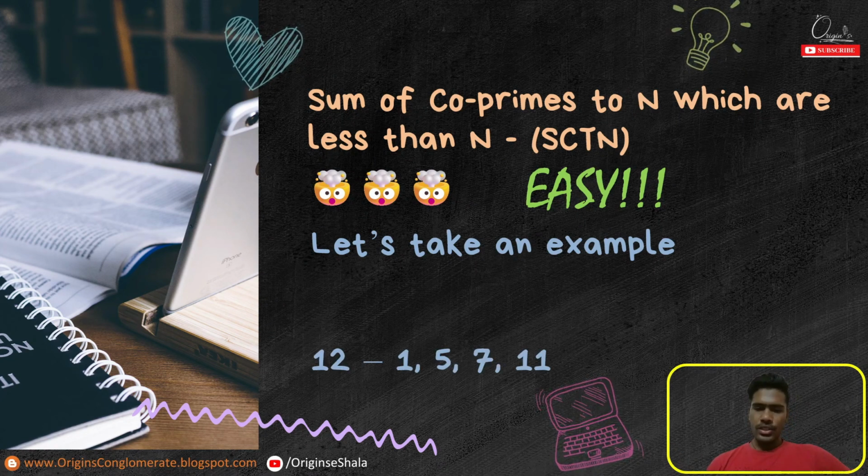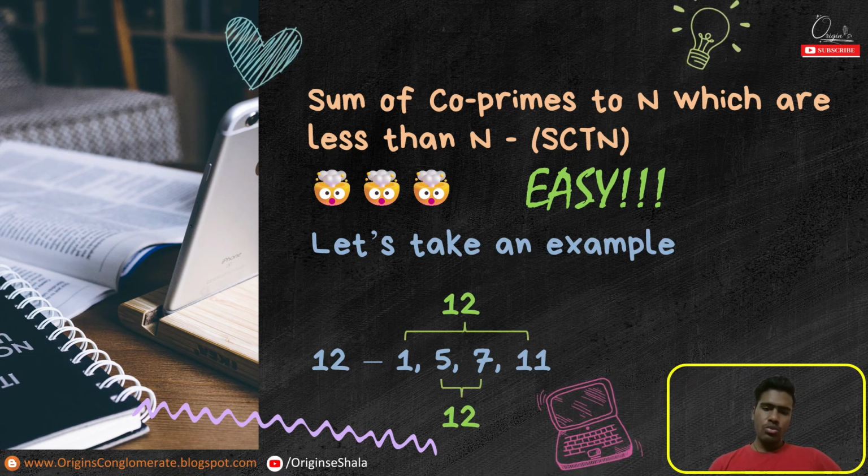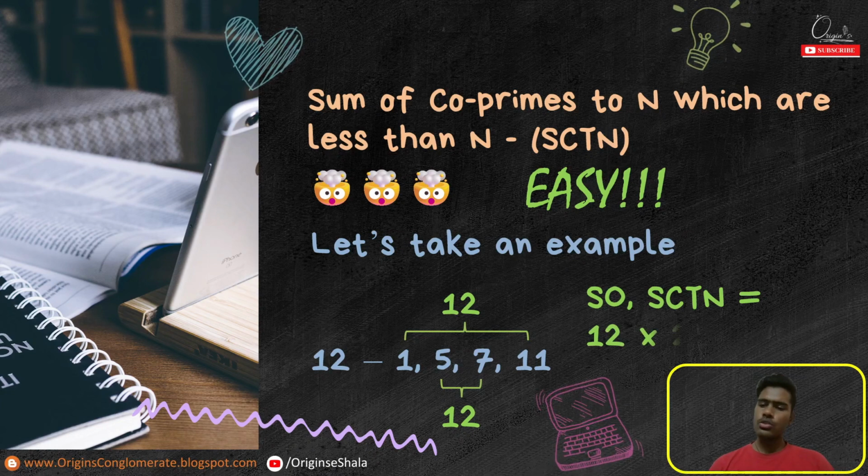So let's take 12 for example. For 12 we know the coprimes to it are 1, 5, 7 and 11 from our previous examples, right? Now if you are to find the sum, you would add 1 plus 5 plus 7 plus 11, but I don't want to do it like that. I will do it smartly. How? I will see that 11 plus 1 is 12. 5 plus 7 is also 12. So 12 twice, that means 24. So the SCTN, or the sum of coprimes to the number, is 24.